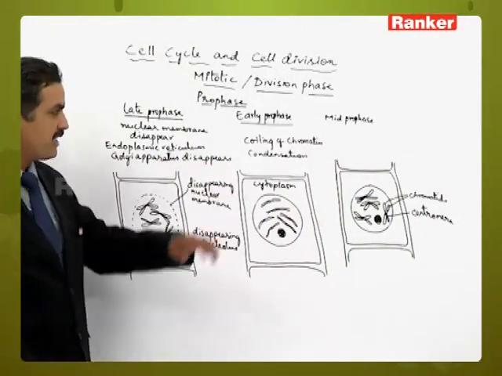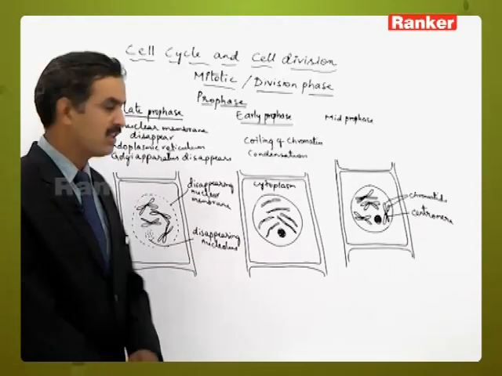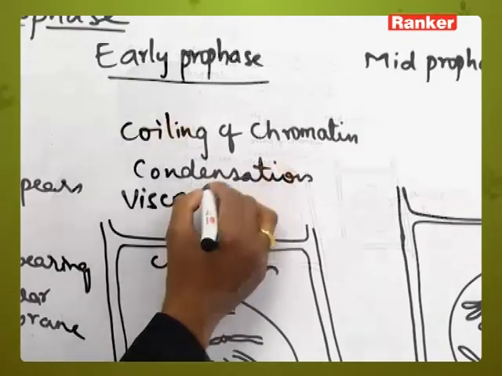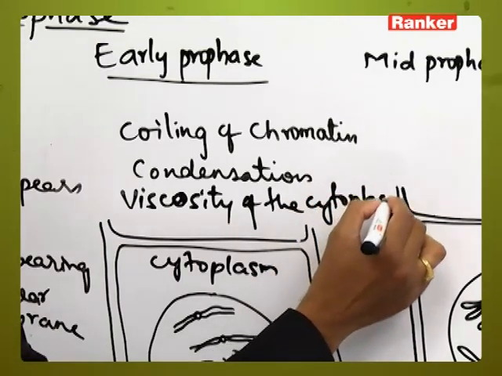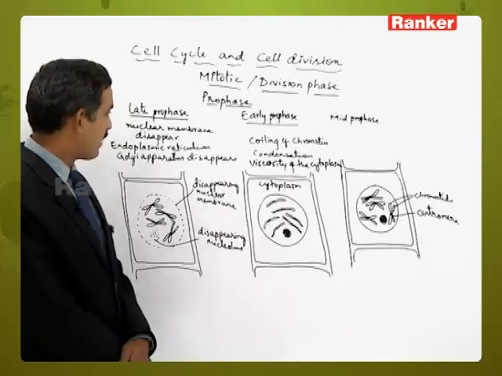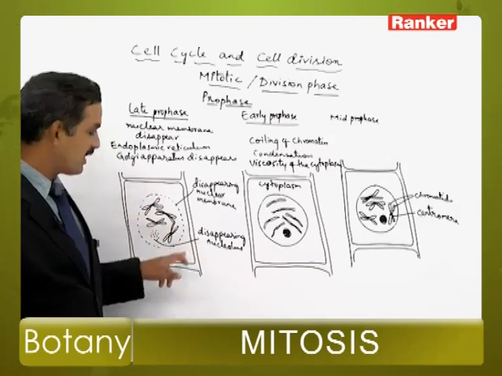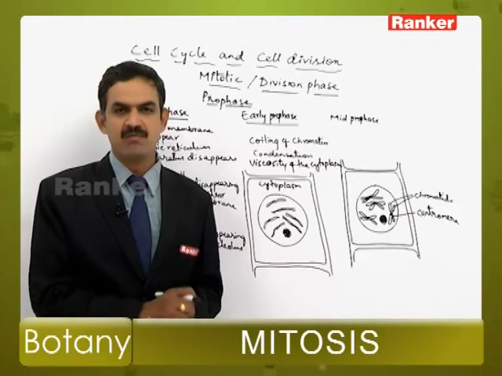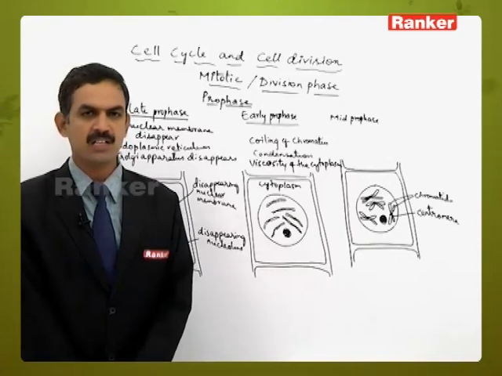In the early prophase, we have seen that the chromatin starts coiling and condensing. Apart from that, the viscosity of the cytoplasm increases. These changes take place during the entire process of prophase, and by the end of it, all the chromosomes are released into the cytoplasm, where we cannot differentiate the nucleoplasm from the cytoplasm, and the chromosomes are distributed irregularly throughout the cytoplasmic contents.